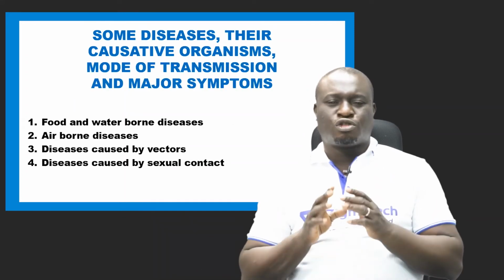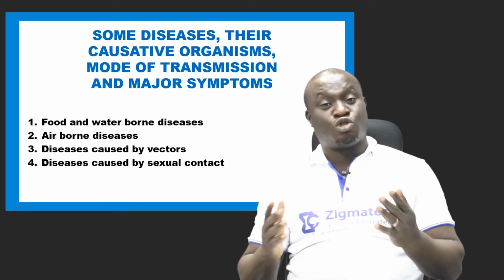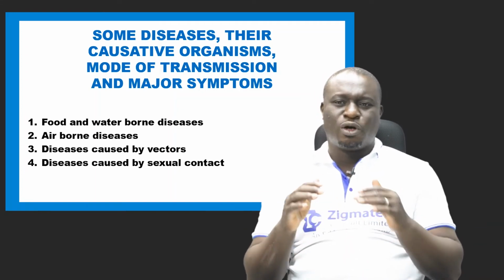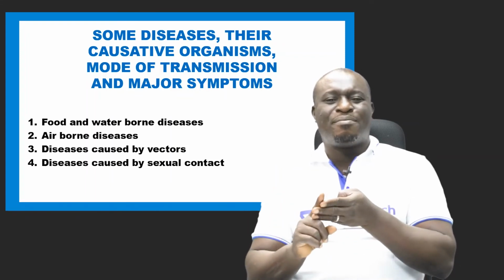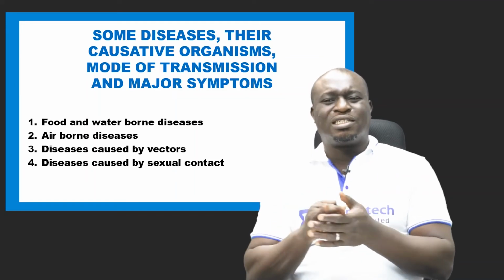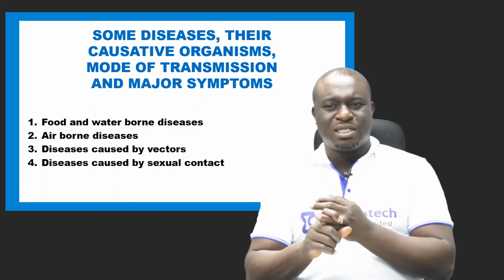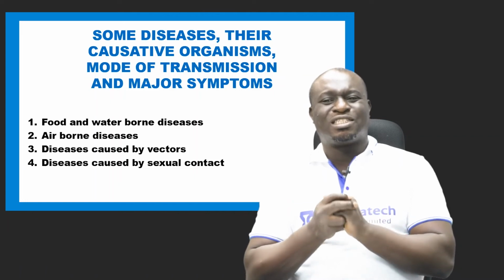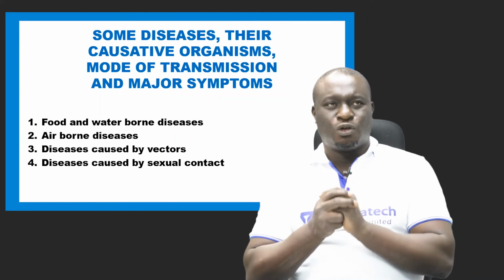Now, quickly, some diseases, their causative agents or organisms, and to an extent, their mode of transmission, we're going to be looking at. But in this category, we're going to be looking at food and waterborne diseases. We're going to be talking about airborne diseases. We're going to be looking at diseases caused by vectors and diseases caused by sexual contact.